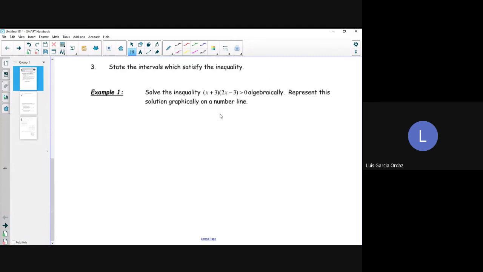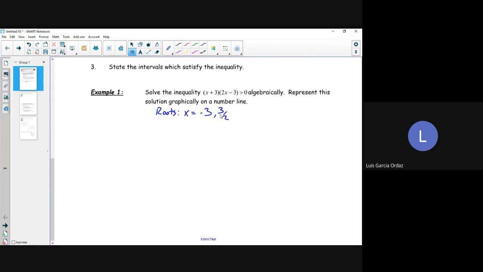So for example 1, we want to solve the inequality (x + 3)(2x - 3) > 0 algebraically, and then represent this solution graphically on a number line. Okay? So what are our roots in this case? -3 and 3 over 2.